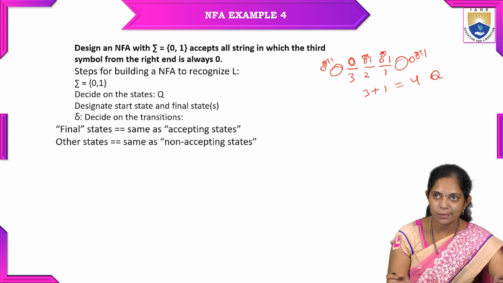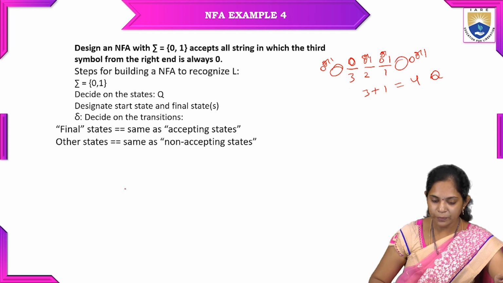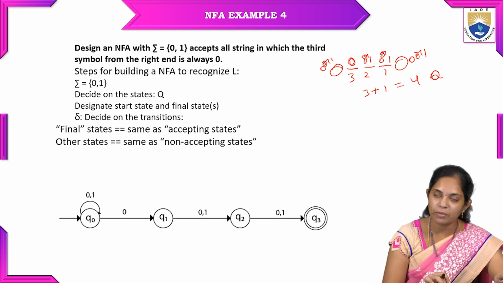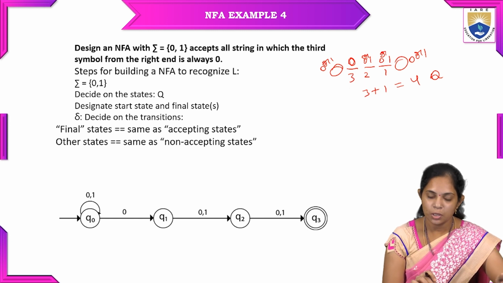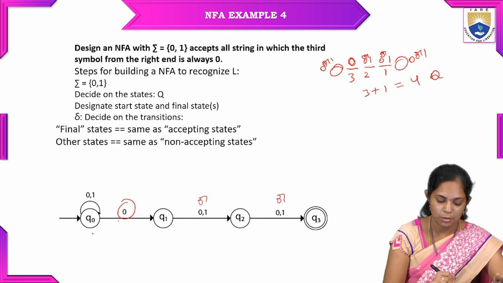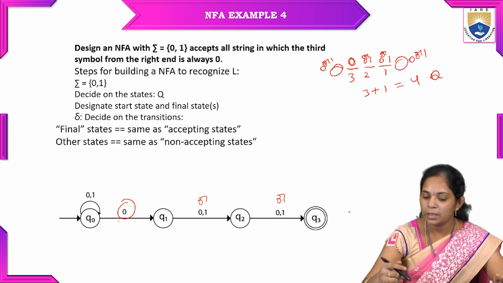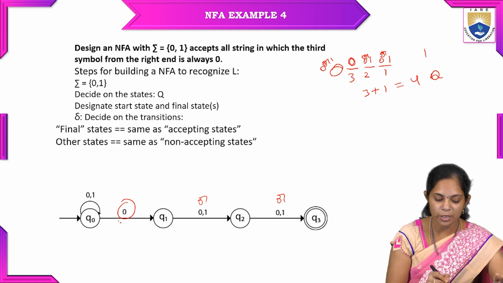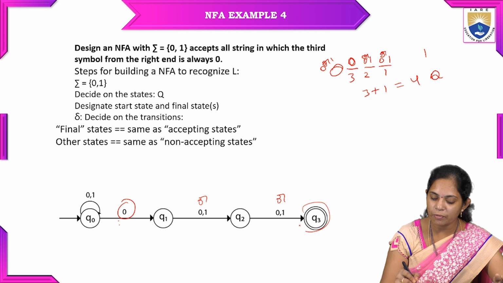What are the 4 states? The first state is Q0, and we write the same thing in the diagrammatic representation. Here the 0 is the limitation: from the right end, the third symbol is always 0, and the first two positions can have either 0 or 1. And then it reaches the final state. There is no requirement of another state here, because if you add one more state to this, this would not be the third symbol. That's why it should reach the final state.